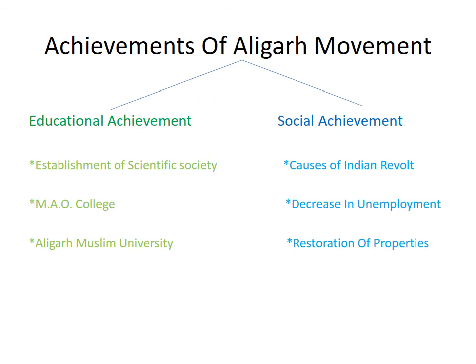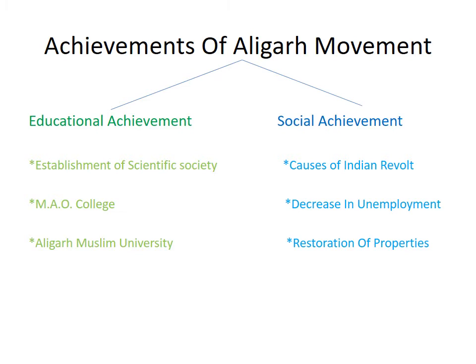Achievements of the Aligarh movement. Educational achievements. Number 1, establishment of the Scientific Society. In 1862, he set up a scientific society at Ghazipur. The objective of this society was to translate the standard works of modern knowledge into Urdu. This helped in the development of Urdu. Sir Syed motivated the younger generation of Muslims to learn English.